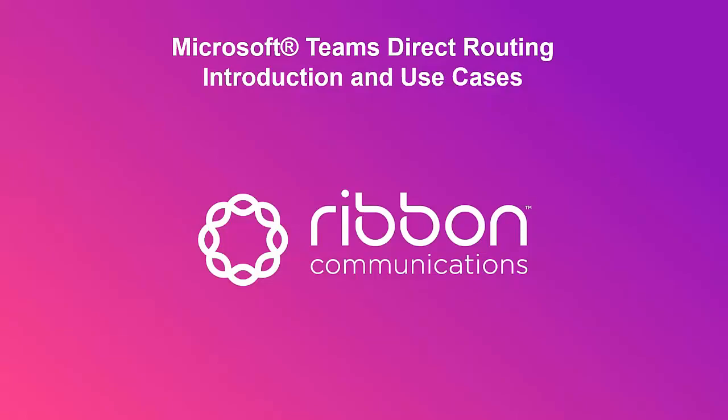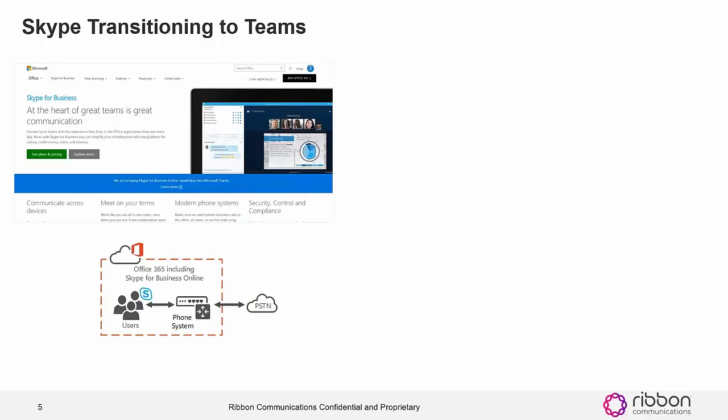So if we look at kind of some of the use cases and kind of introducing what Microsoft calls direct routing, we'll first kind of take a step back and talk about Skype. So Skype was, as I said, Microsoft's first foray into delivering UC online.